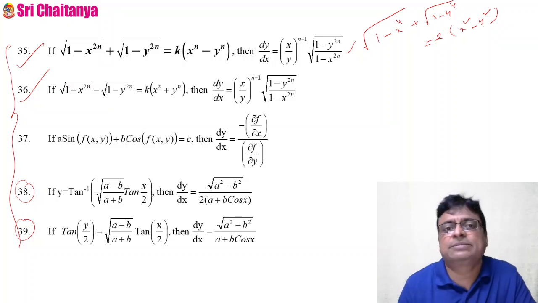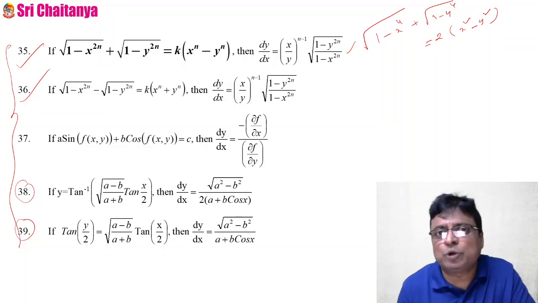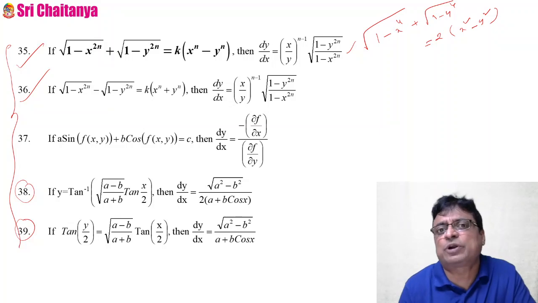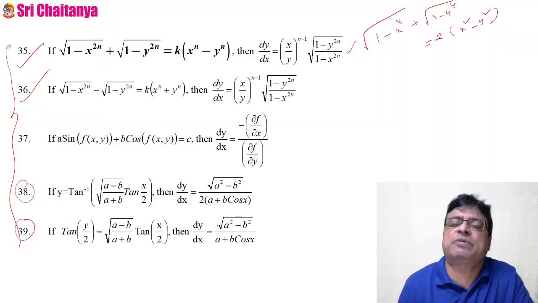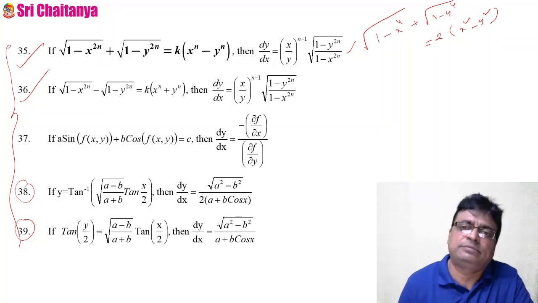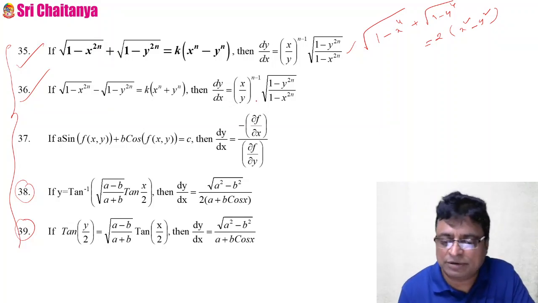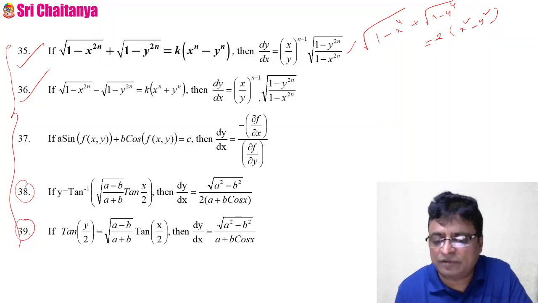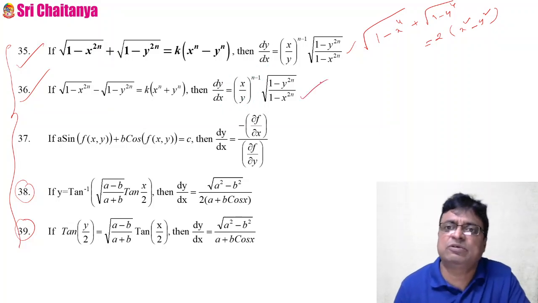Similarly, 36th. If root of 1 minus x power 2n minus root of 1 minus y power 2n equal to k into x power n plus y power n, then dy by dx equal to (x by y) whole power n minus 1 into root of (1 minus y power 2n) by (1 minus x power 2n). The same thing holds good.